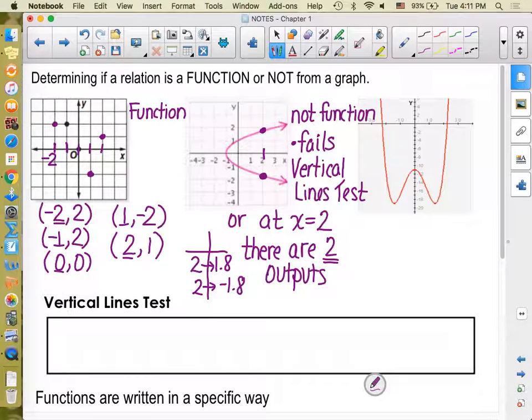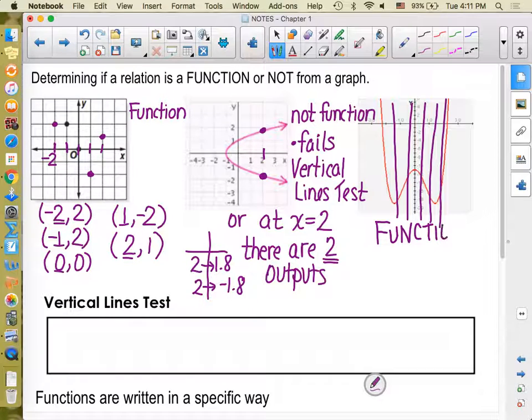This next graph looks like a tooth. If I pass that vertical line over different places, and I could just take something vertical and kind of scan it across, even though this is heading up steeply on the sides, it's still heading out to the left and right. So never as I go across here with these vertical lines, I never touch it more than once. So then this one is a function. And we could say it passes the vertical lines test.